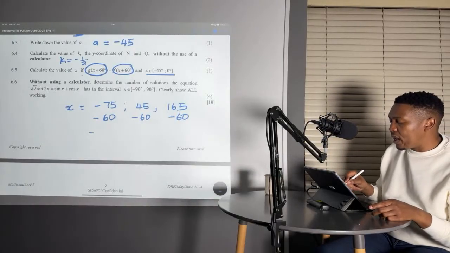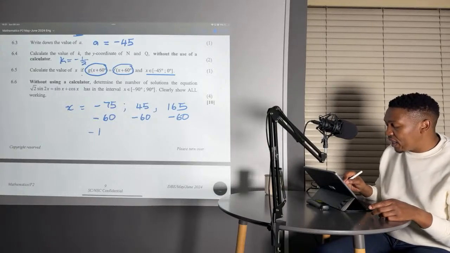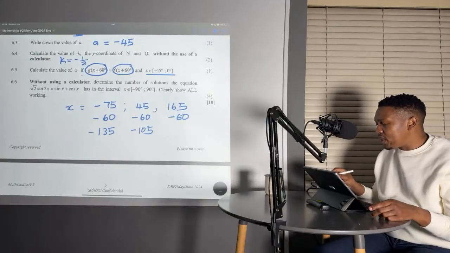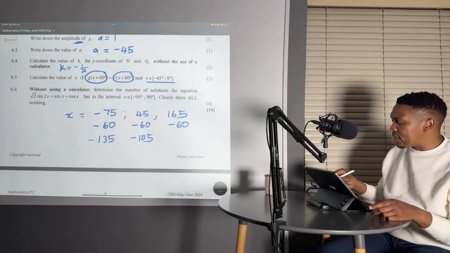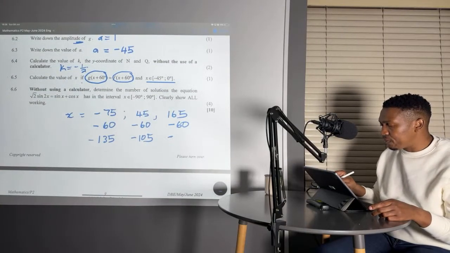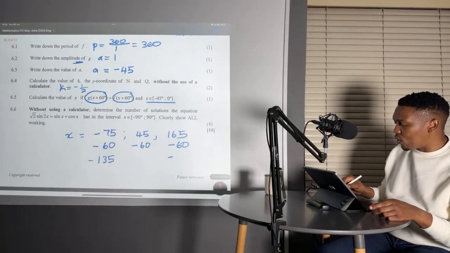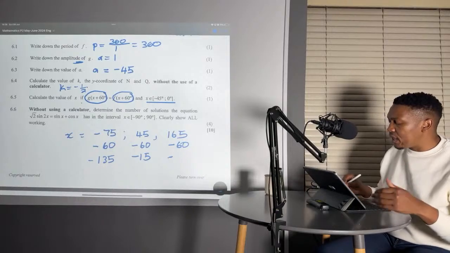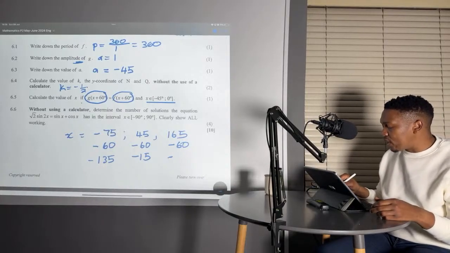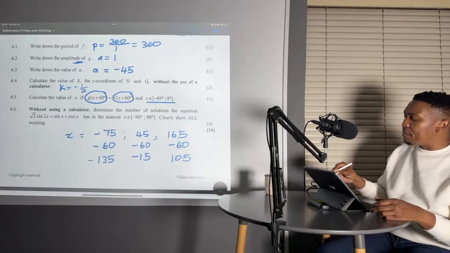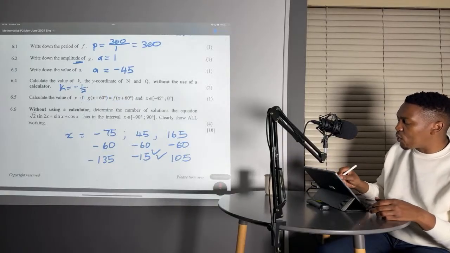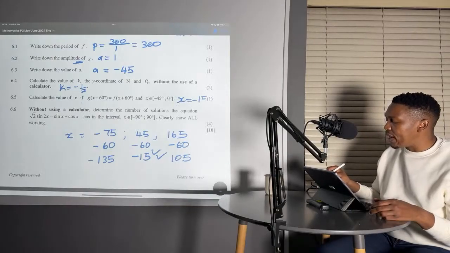So what does this give me? Minus 135, minus 105 definitely doesn't qualify. This would be 165 minus 60. Sorry guys, that's not minus 145, sorry. That's minus 15. 45 minus 60 gives me minus 15, and this one gives me 105. But remember, they said between negative 45 and 0, so it's only this one that qualifies. So the correct answer there is x is equal to negative 15.